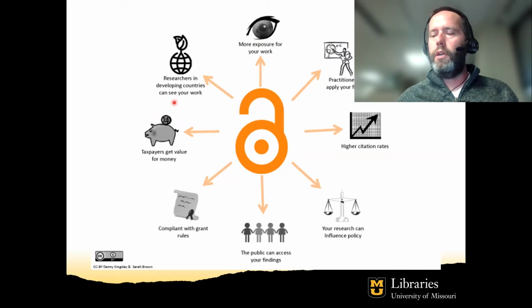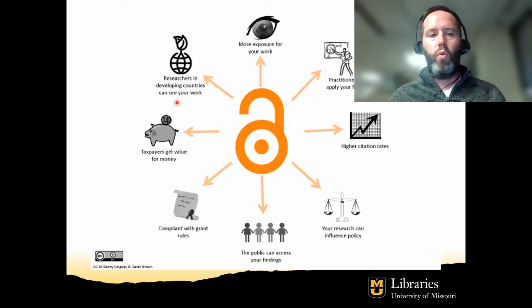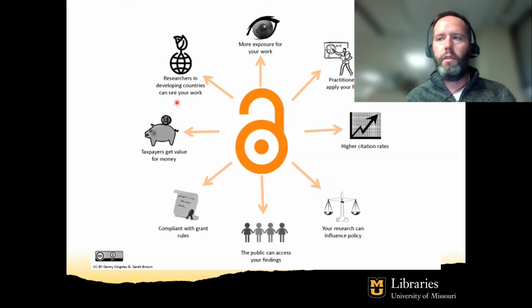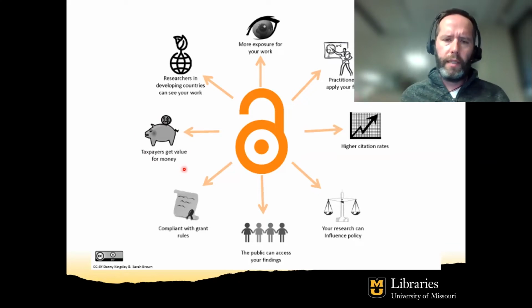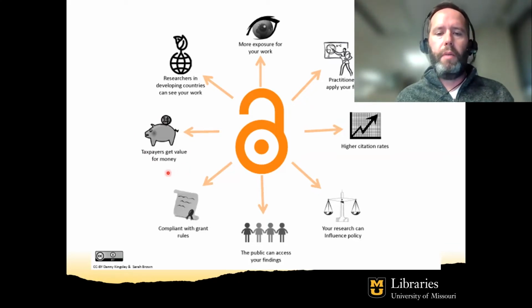Researchers in developing countries, or perhaps poorer parts of the world, or in fields that aren't particularly monetized, those researchers can see your work without the expensive subscriptions. Taxpayers in general often don't necessarily have access to expensive databases and journals. Along with that, the public can access the findings of your research. And as a state land grant university, we need to be aware of making sure that our stakeholders around the state can have access to our research findings.